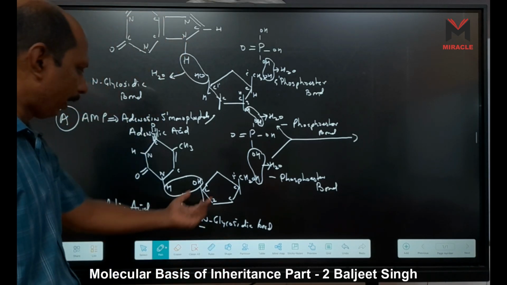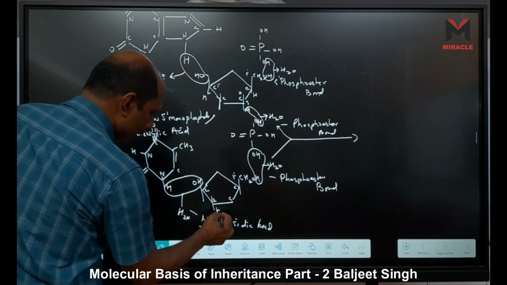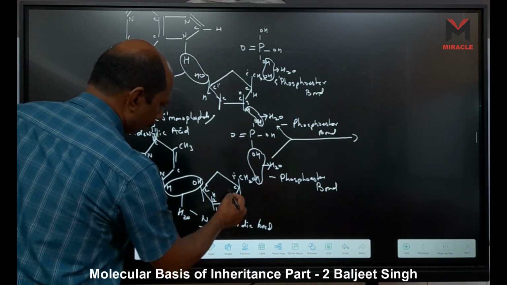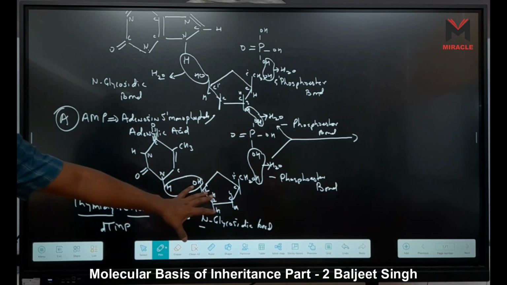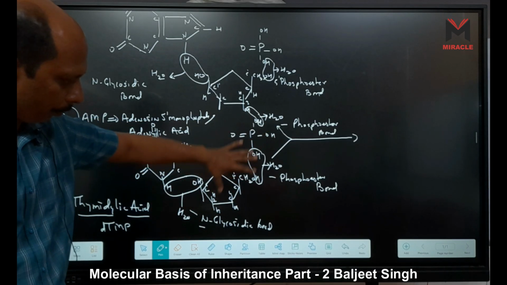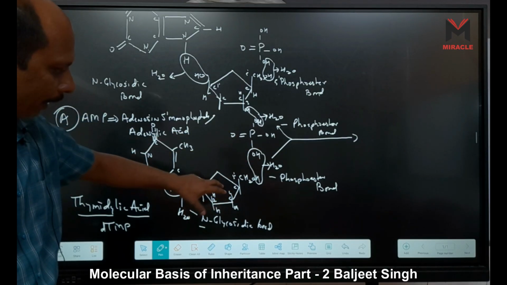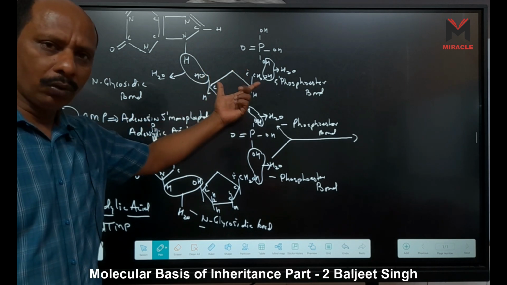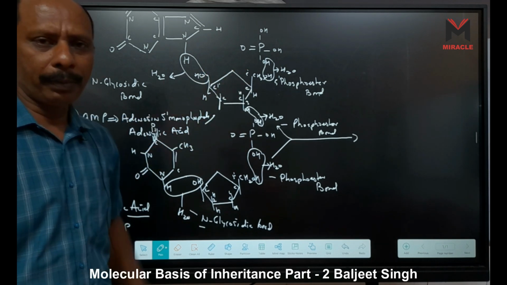That means this pentose sugar contains only H in the second carbon, right? And here it is OH and H. So you understand here, phosphoric acid attaches with its nucleoside through the fifth carbon, and toward the other nucleotide, it attaches with the third carbon of the pentose sugar.